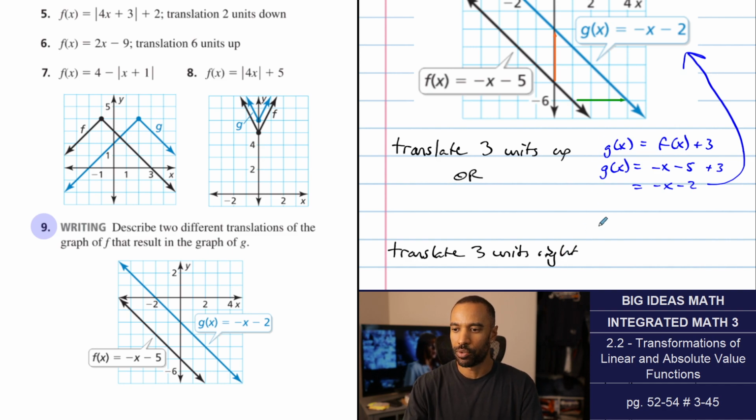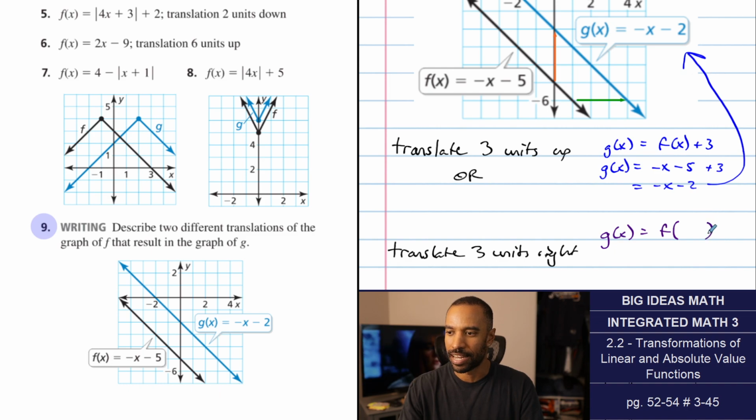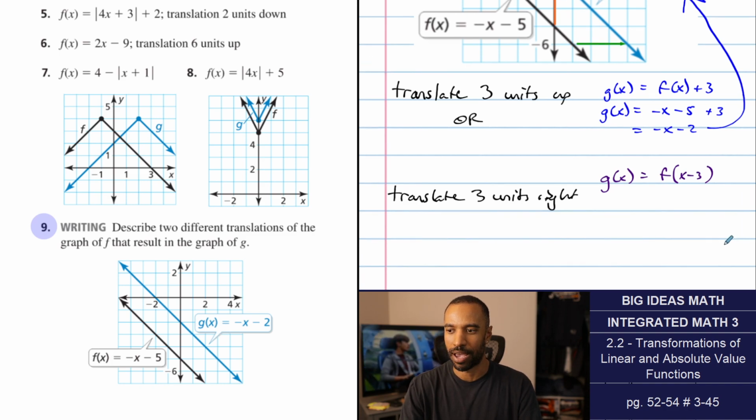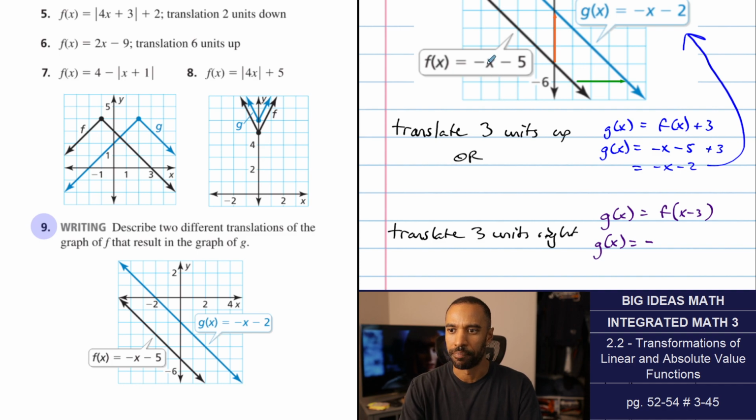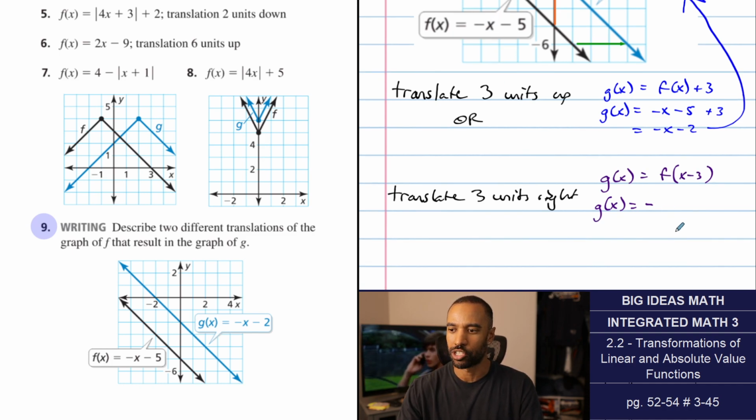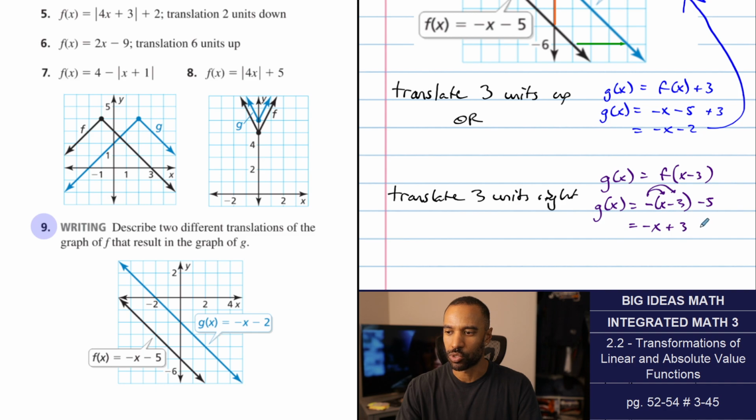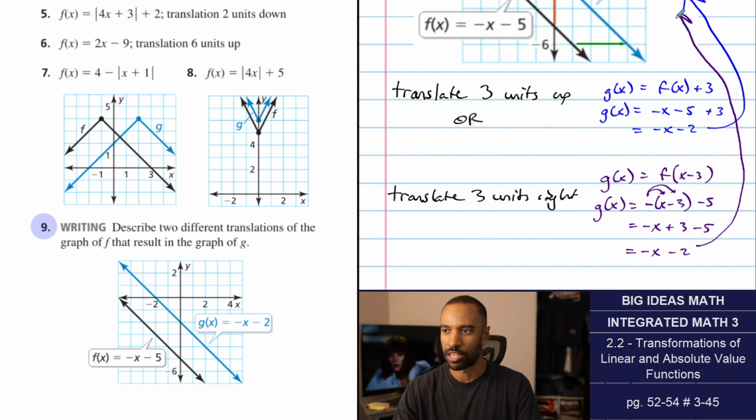Now, if we do 3 units right, your g of x equation, you take f of, and then inside the equation, you do x minus 3. This is where it gets a little trickier, right? The x minus 3 happens. So 3 to the right is there. So inside here, x minus 3 substitutes for x, but you got to use parentheses. There's a negative on the outside. Oh, where is it? Where's our equation? Right here. There's a negative on the outside, and in for x goes x minus 3 in parentheses. When you distribute the negative, you get negative x plus 3, and 3 minus 5 is negative 2 again. So you get the same thing as you got up there.